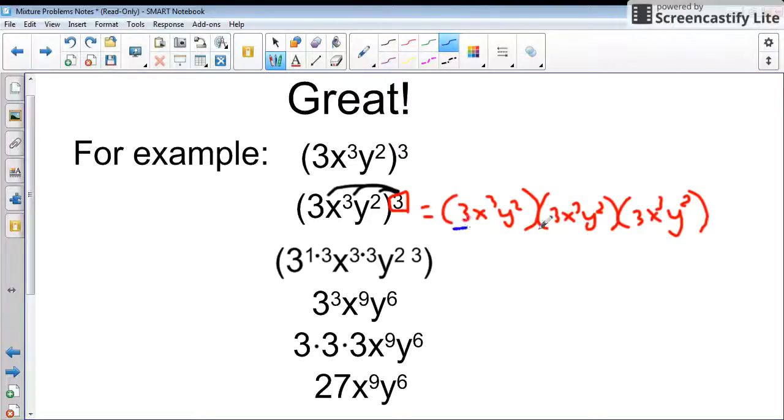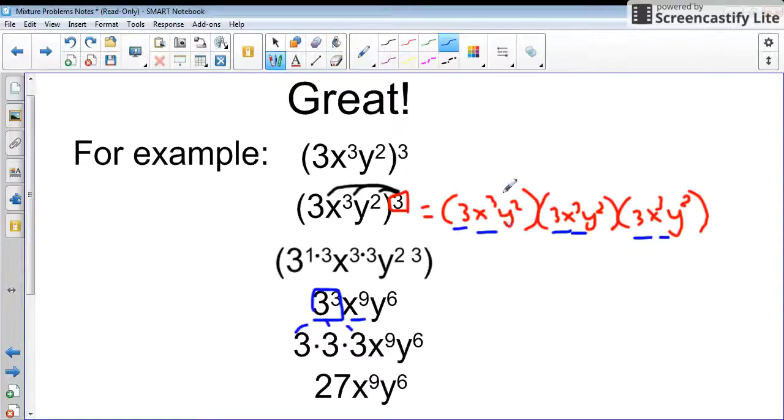And notice, if I group my 3's, how many do I have? Well, I have 3 3's. I have 3 times 3 times 3. How many x cubes do I have? I have 3 of them. In other words, I have 3 times 3 of them, which is 9, or 9 x's being multiplied together.